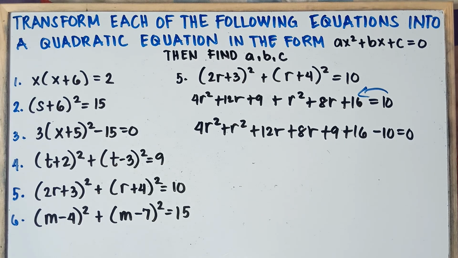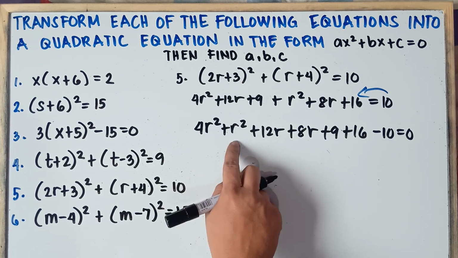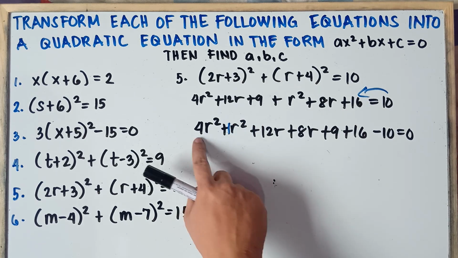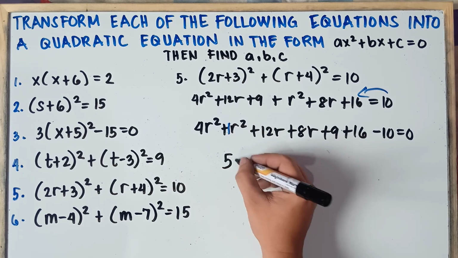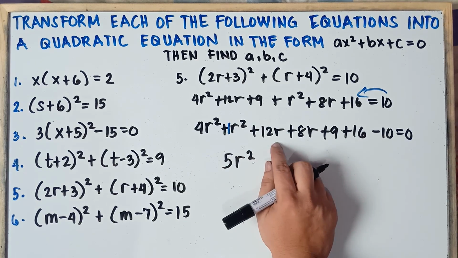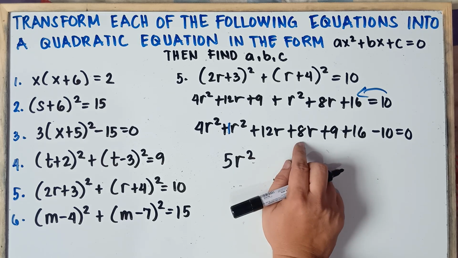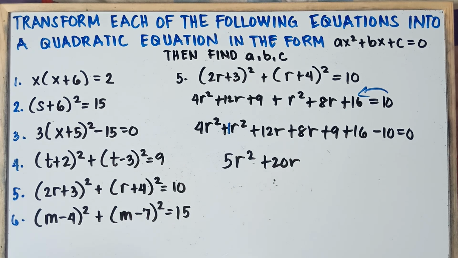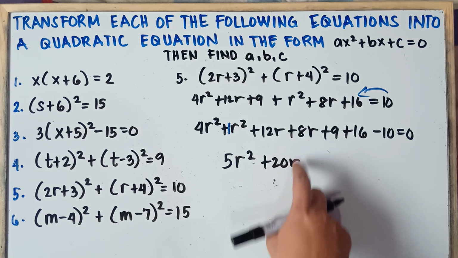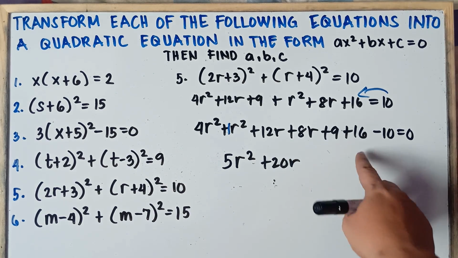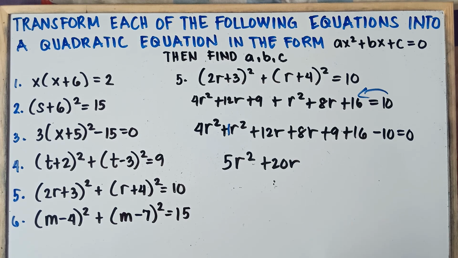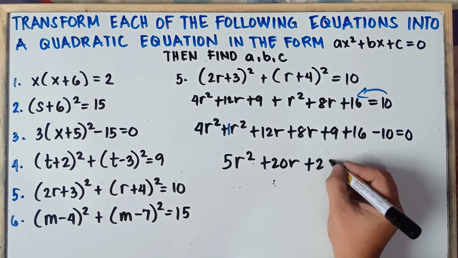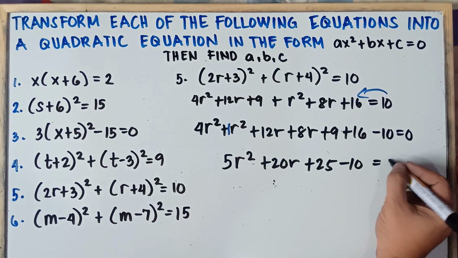Equals 0. Alright, so 4r squared plus r squared. Understood that there's 1 here, class. Once again, do not forget, understood that there's 1 here. 4 plus 1, that's 5. Copy r squared. And then 12r plus 8r. 12 plus 8, what's the answer, class? That's correct. That's positive 20r. Copy r. And then 9 plus 16, what's the answer, class? That's correct, that is 25. Plus 25 minus 10 equals 0.